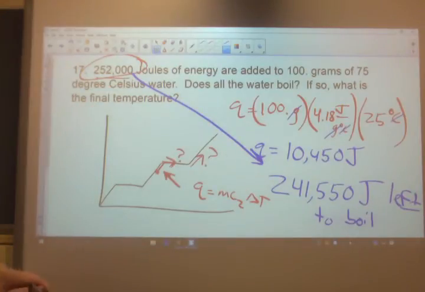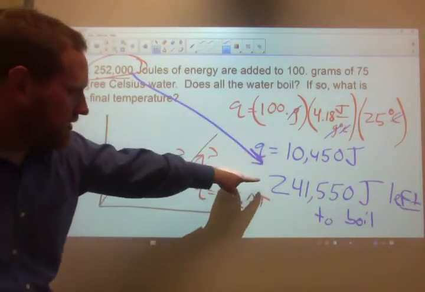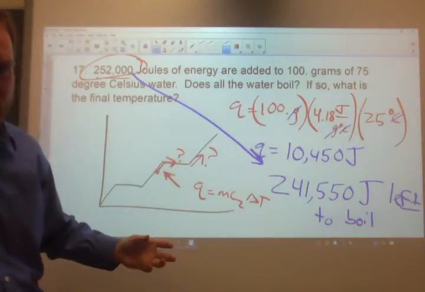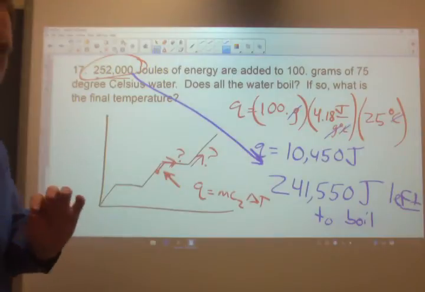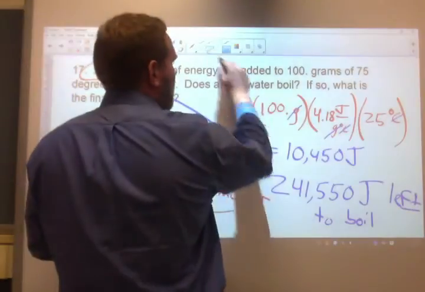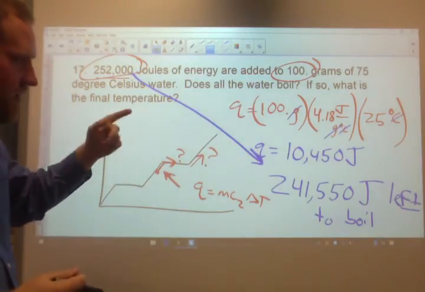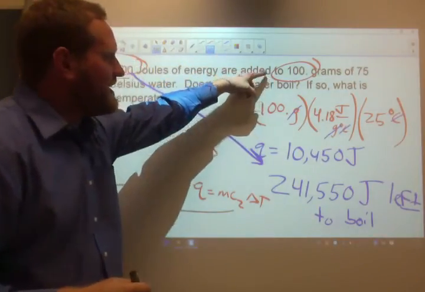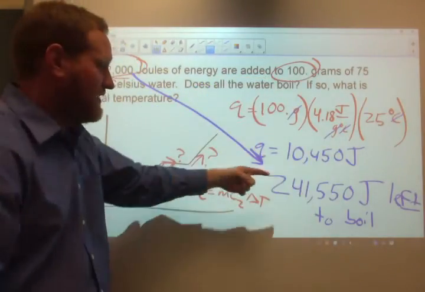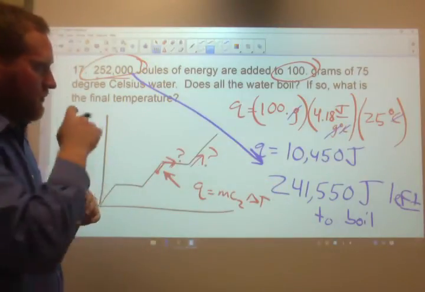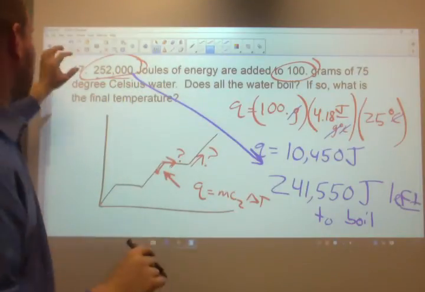Now let's boil. So at this point, there's kind of two ways you can solve this. I can say, all right, well, let me take this many joules and see how many grams I could actually boil compared to my 100 grams. Or what I think is going to be a better way to do it is I'm going to say, all right, I have 100 grams of water that's now at 100. It's ready to boil, ready to go. Let's find out how much heat I need to boil that 100 grams. If I have enough, then I'll have to continue on. If I don't have enough, we're done.